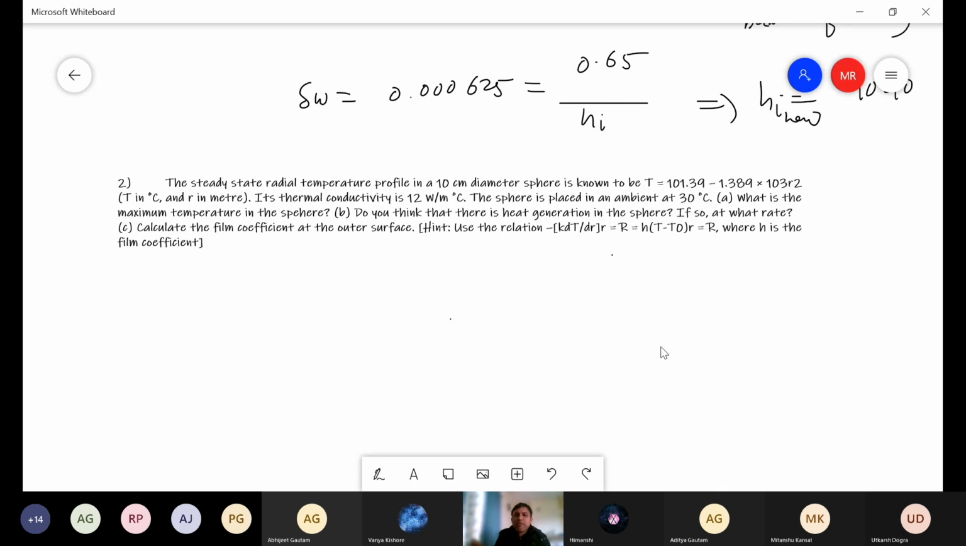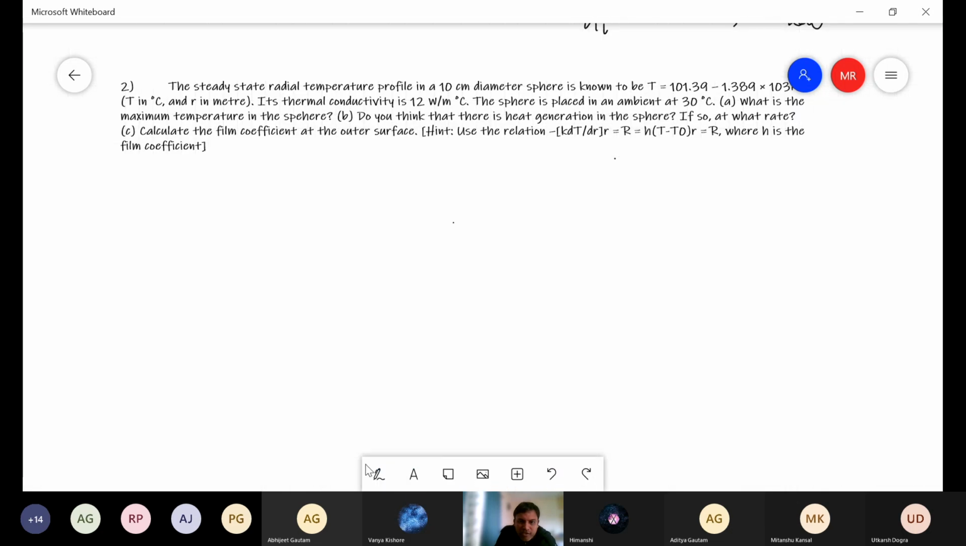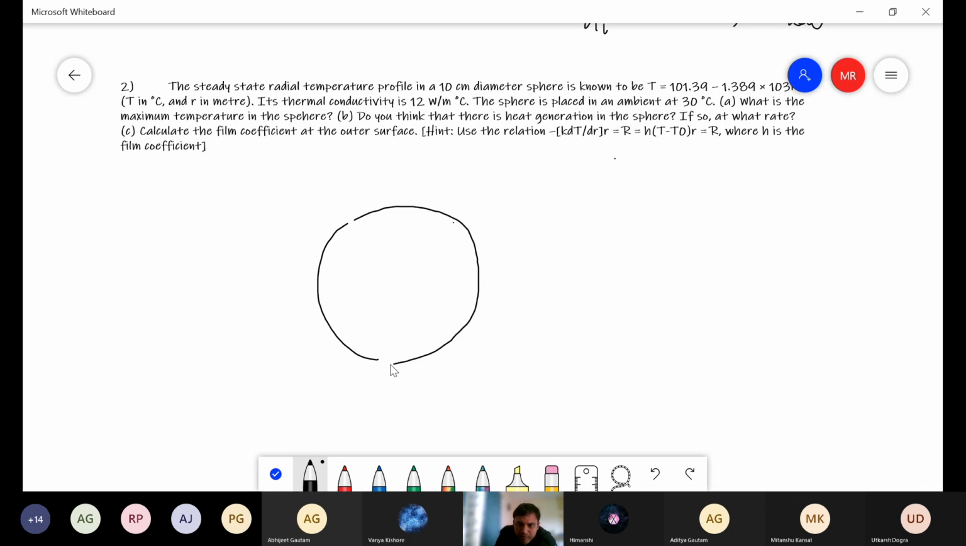Now in this problem, what has been given is the steady state radial heat transfer profile of a 10 centimeter diameter sphere. Let me just draw a sphere here, then you will appreciate what I'm trying to say. So let's say this is the sphere. Please forgive me for not drawing it very accurately.